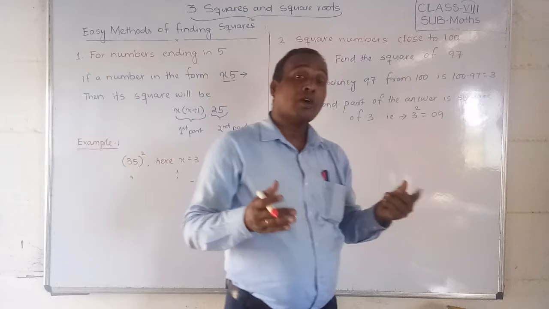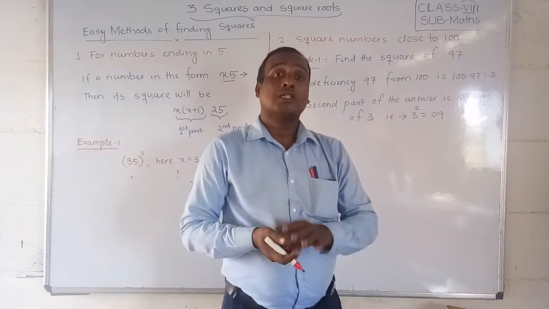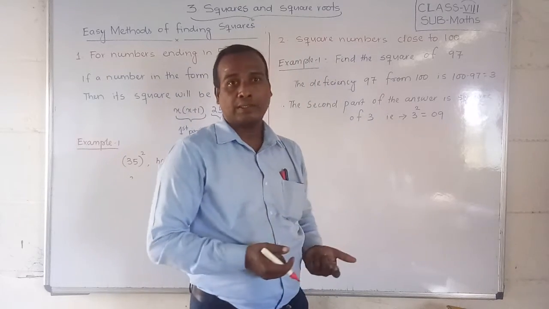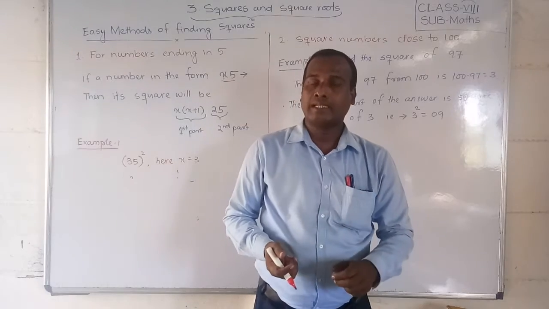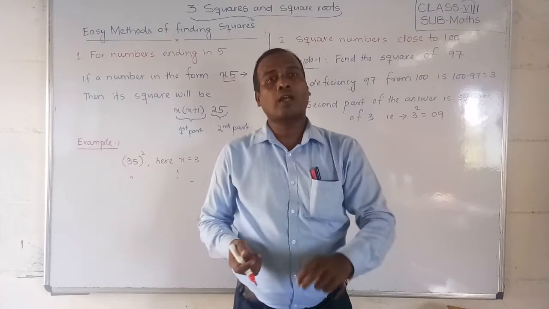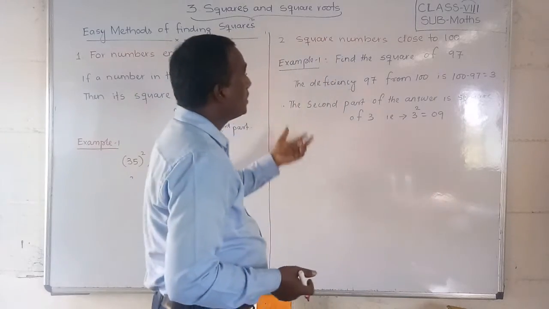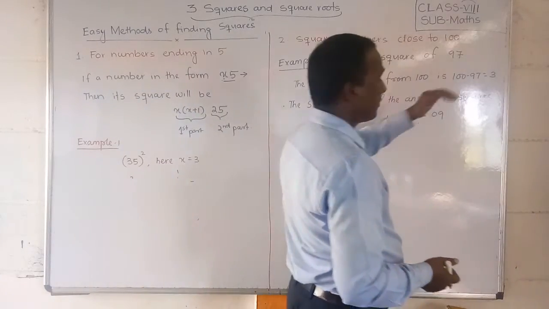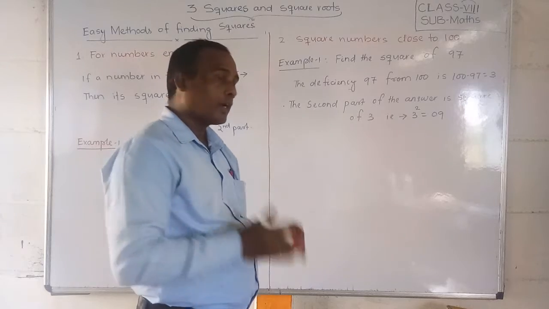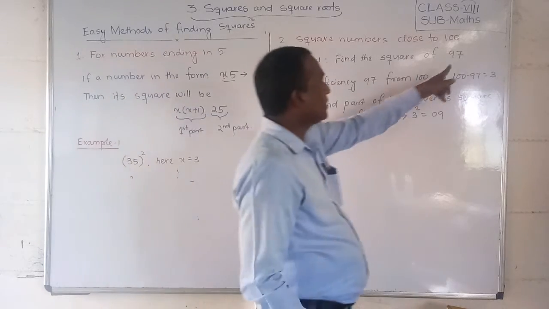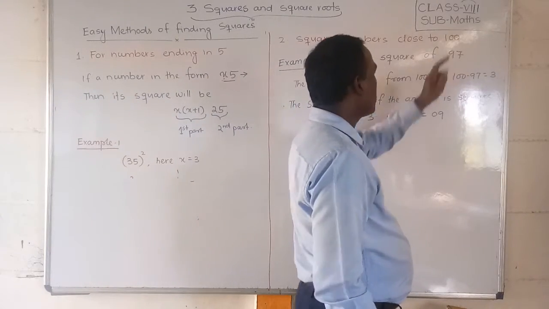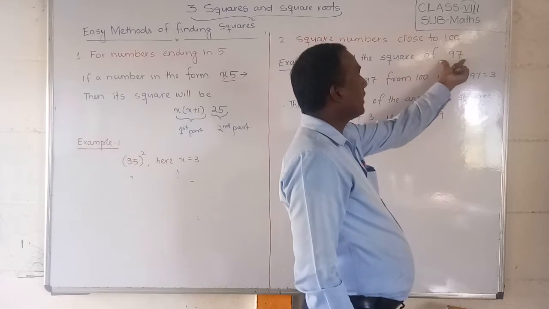Okay students, how should we find the square of a number that is nearest to 100? Suppose numbers like 97, 96, 98, 99, 101, 102. How should we find it if the number is near or close to 100? That means 97 is one such number, near to 100. So how should we find the square of 97?